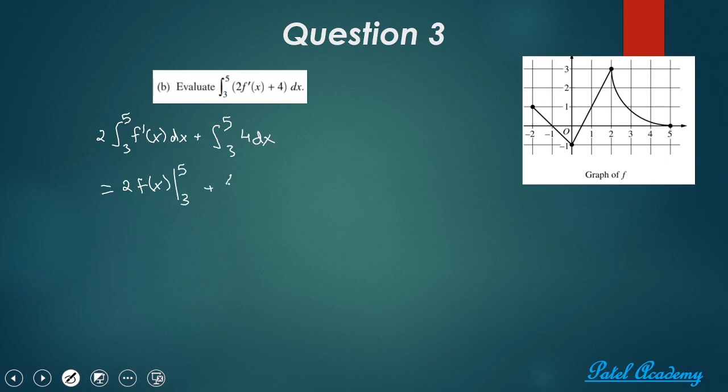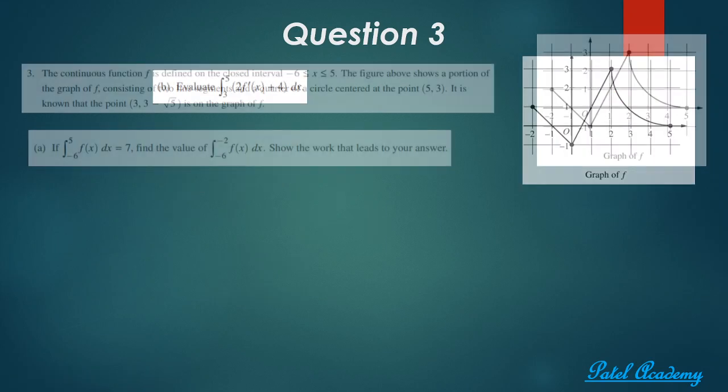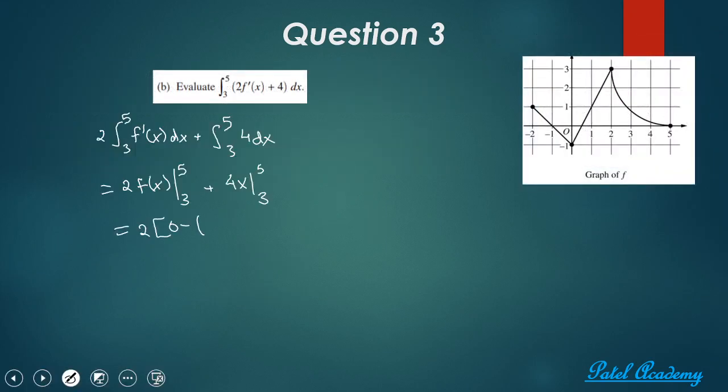Now the integral of 4 is going to be 4x, evaluated from 3 to 5, and no need for the constant c because it's a definite integral. Now what is f at 5? F at 5 here is 0, so I'm going to have 2 times 0 minus. Now what was the point at 3? Well, if you go back and notice, the point at 3 is 3 minus root 5. So this is 0 minus 3 minus root 5, then plus 4 times 5 minus 3.